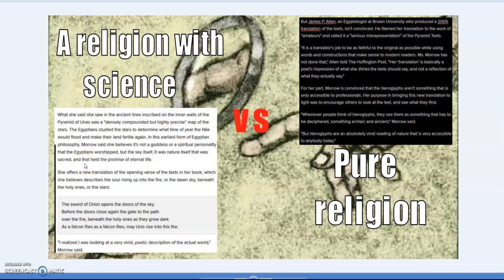The field of reeds, the marsh of reeds, as opposed to the mainstream version, and also most of the alternative versions where they're looking at the pyramid texts as literally a magic spell book, is actually describing the actual world. I realized I was looking at a very vivid, poetic description of the actual world.